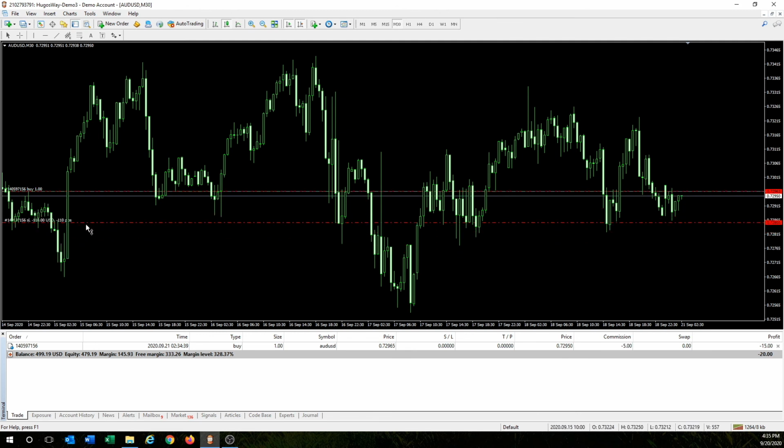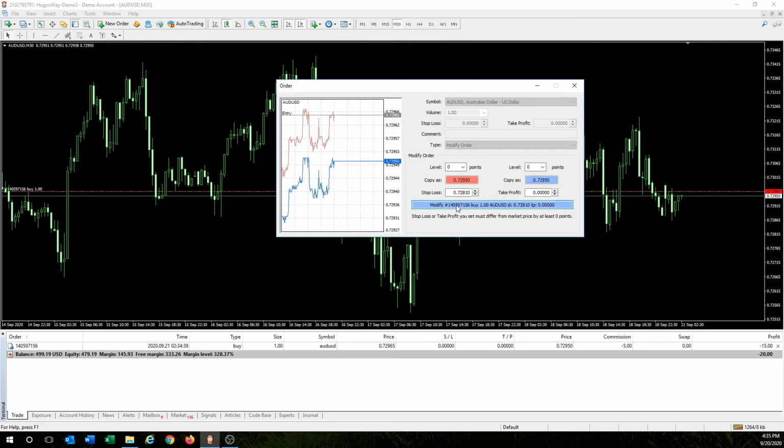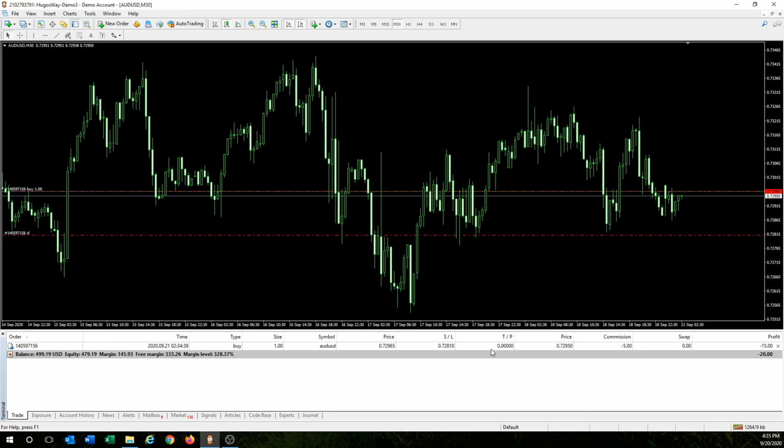So let's place a $150 stop loss, hit modify, hit OK. So here you can see our stop loss is set. We have this red line here. We can hover above it. It's showing us that our stop loss is at $155. Again, since we were buying, the price opened up on the red line, and our trigger for our stop loss is going to be this gray line.